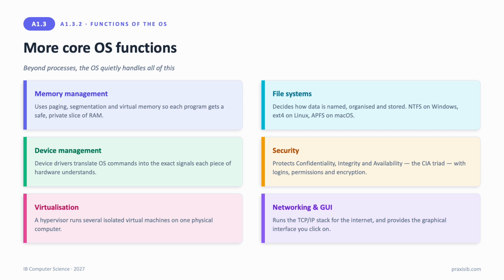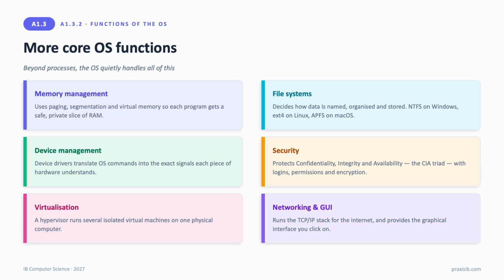Fourth, security. A common way to remember the goals of security is this CIA triad. That's confidentiality, keeping data private; integrity, keeping it correct; and availability, keeping it accessible. The operating system protects these using logins, permissions, and encryption.